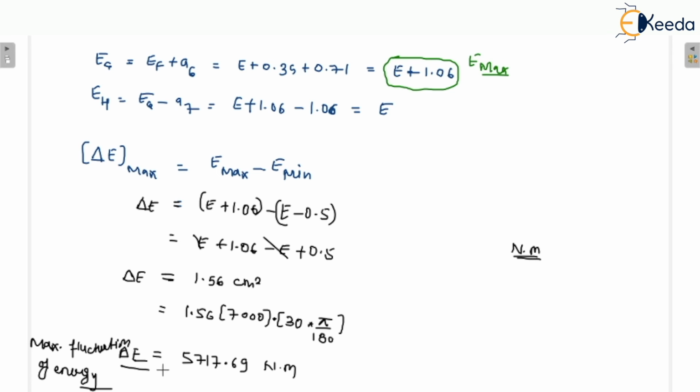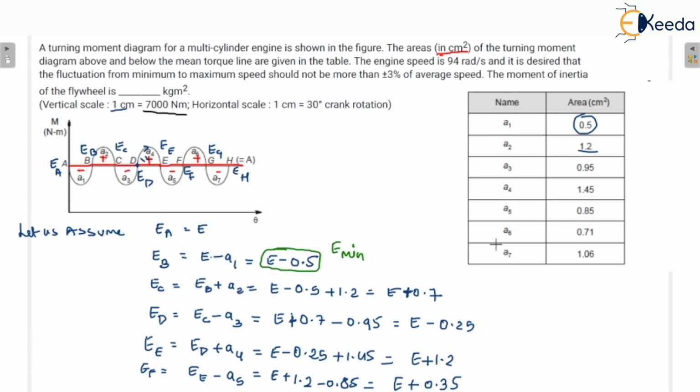But in the question it is not asking for maximum fluctuation of energy. In the question, the engine speed is given. That means omega is given. Omega is 94 radian per second, and it is desired that the fluctuation from the minimum to the maximum speed, the maximum fluctuation of the speed, should not be more than plus minus 3% of average speed.